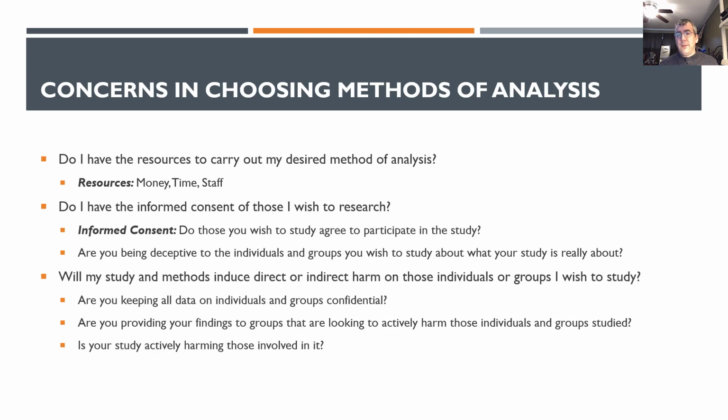And is your study actively harming those involved in it? You could think about the United States study on the Tuskegee experiments, and how that negatively impacted large groups of African Americans, through telling the African American participants that they were cured of syphilis when they weren't. And there were some other experiments where they actively gave people, particularly prisoners, I know in South America, certain diseases, and watched how those diseases played out. So is your study actively harming those involved? You need to be very concerned not only with the theoretical implications of your studies, but the resource implications as well as the ethical implications of the method of analysis that you wish to use.